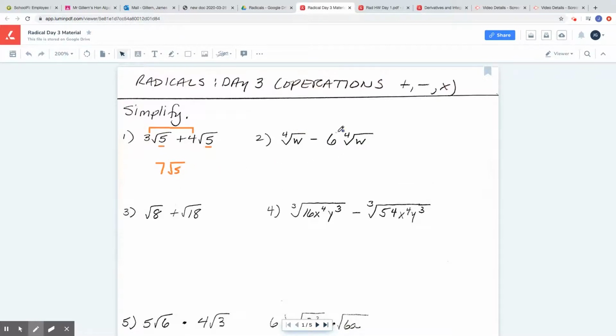Here we have a fourth root. Doesn't make a difference since they're both the same. They're both a w, so you just combine what's on the outside. If there's nothing there, we assume it's a 1. 1 minus 6 is negative 5. So it's negative 5, fourth root of w. That is your answer for that one.